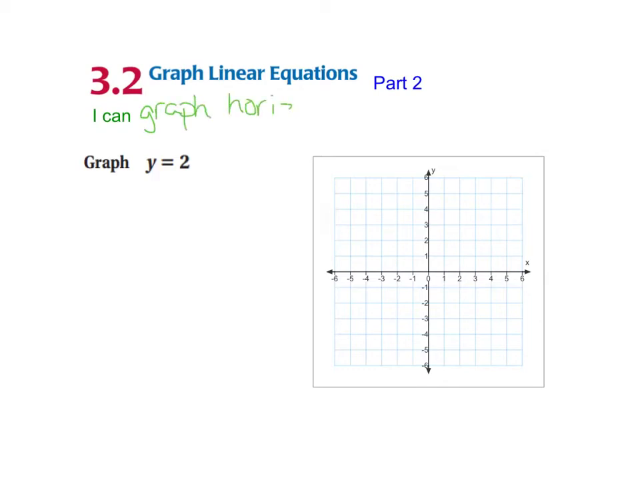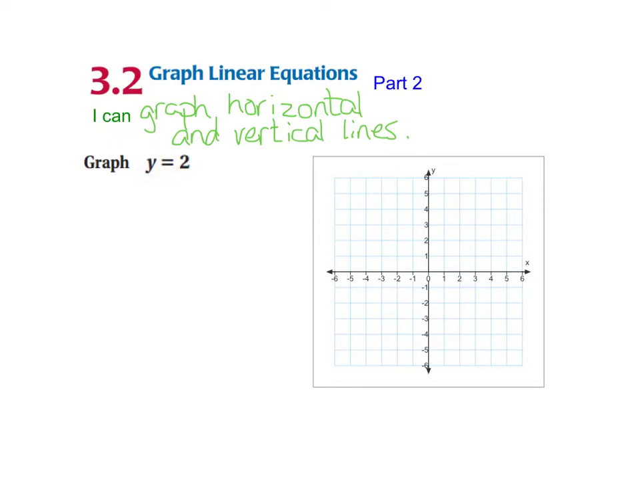horizontal and vertical lines. Horizontal and vertical lines are two very special cases. They have special things we're going to look at later. They're just a little different than other types of lines, so we've got to look at those special cases. Okay? The first equation we're going to graph is y equals 2.